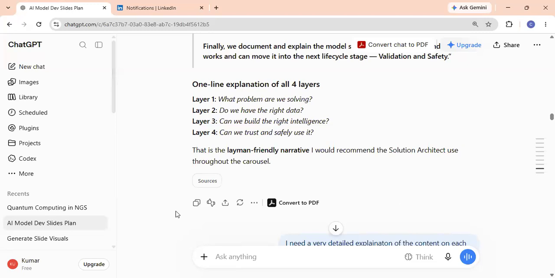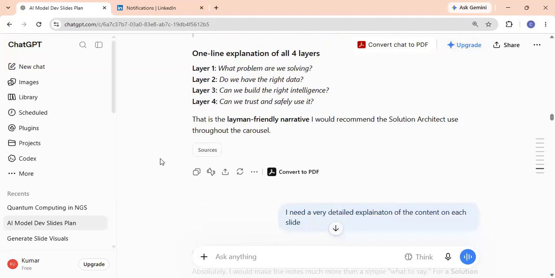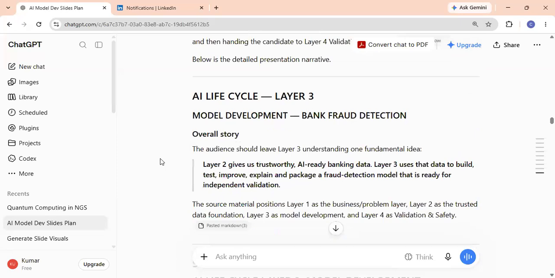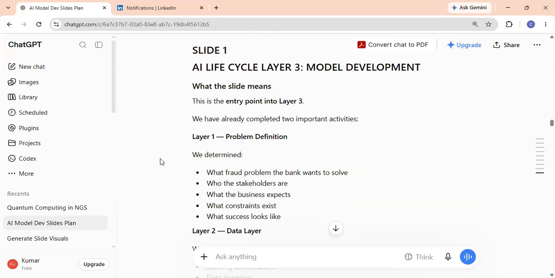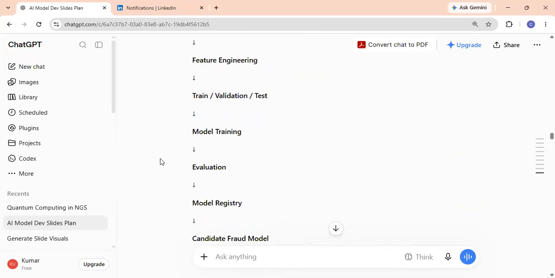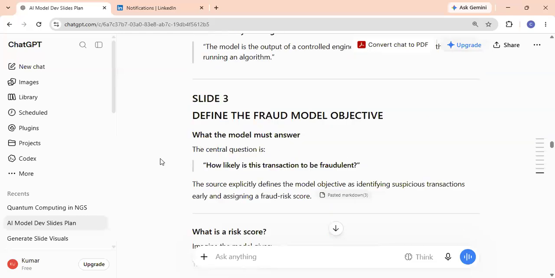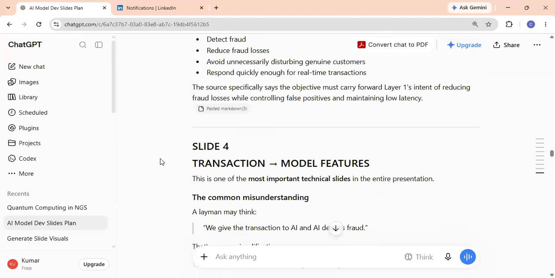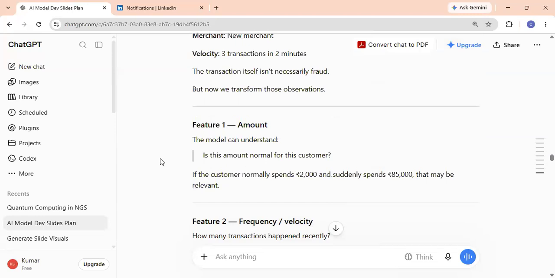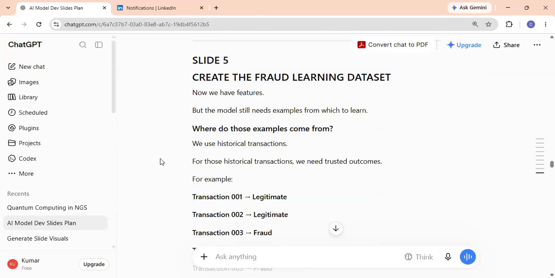Okay, fine. So now we have made a very detailed explanation of the content. Another slide walkthrough, the technical front. Just a moment, let me walk through.